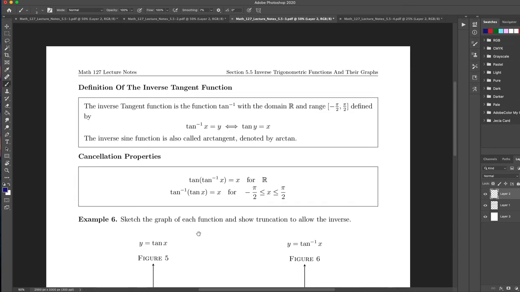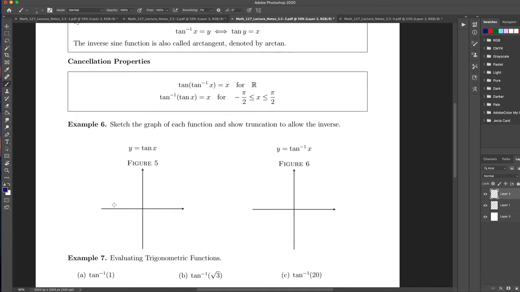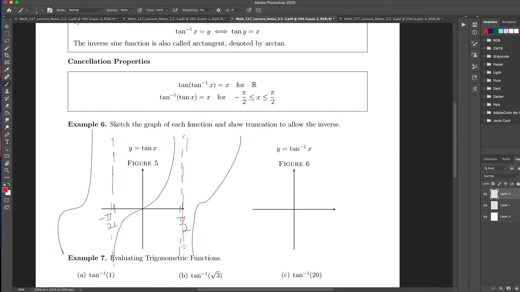Let's just draw in tangent real quick. So tangent from minus pi over 2 to pi over 2 comes in, goes out like this, and then these, of course, are asymptotic behavior. And then it repeats itself, right? It'll repeat on this side, it'll repeat on this side. But here, that'll break the horizontal line test. And so we're restricting it to just the first one period of it. So we're just restricting it here to this first period, like that.